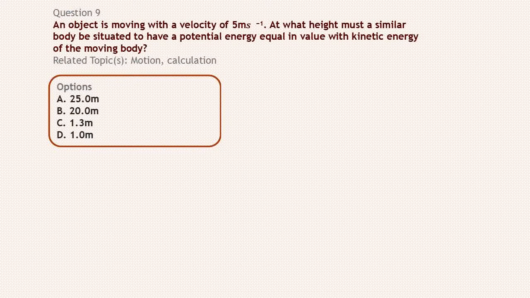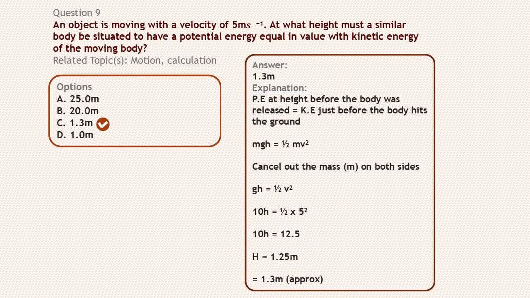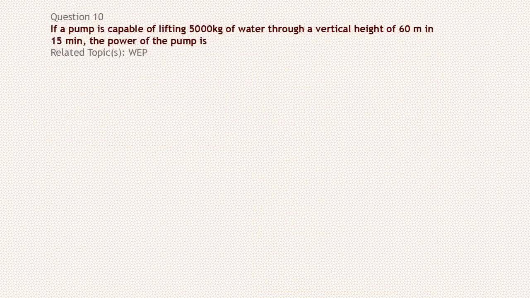Next question: an object is moving with a velocity of 5 meters per second. At what height must a similar body be situated to have a potential energy equal in value with the kinetic energy of the moving body? Alright, the kinetic energy of the body is given as half.